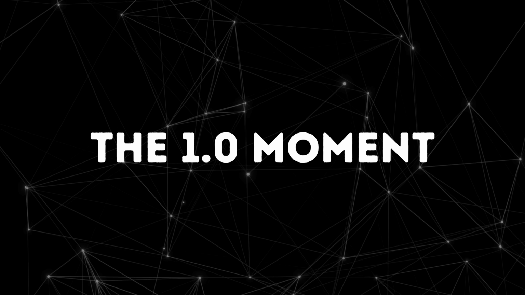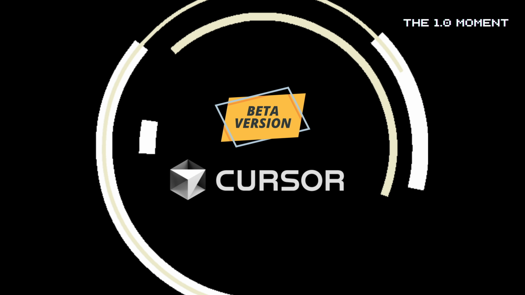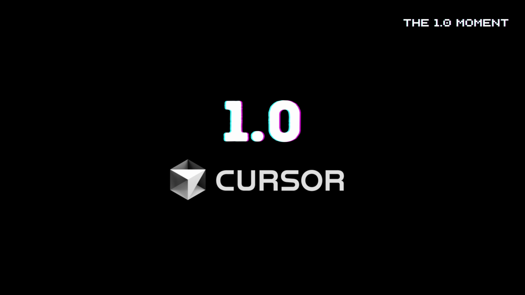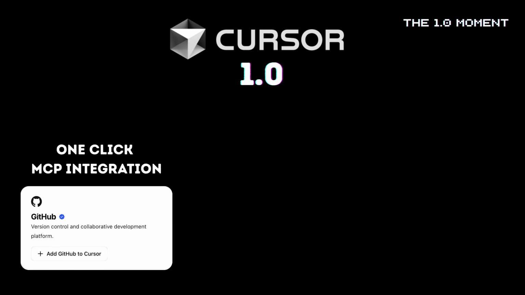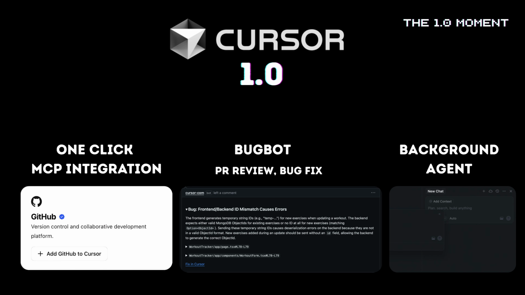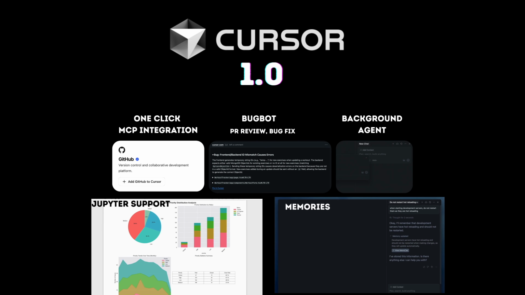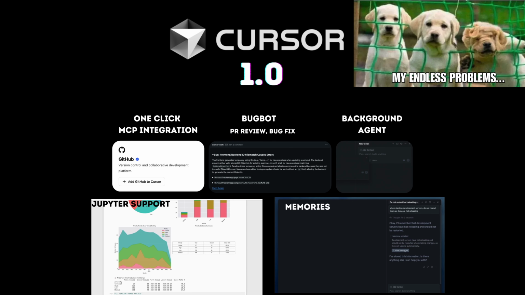Cursor's been my go-to AI editor for months. It's been stuck in beta forever, but they finally hit 1.0. With this version bump comes quick MCP integration, BugBot that automatically reviews PRs and catches bugs before they ship, background agent for running async tasks, plus Jupyter support and project memories. Most of these solve problems I deal with daily.